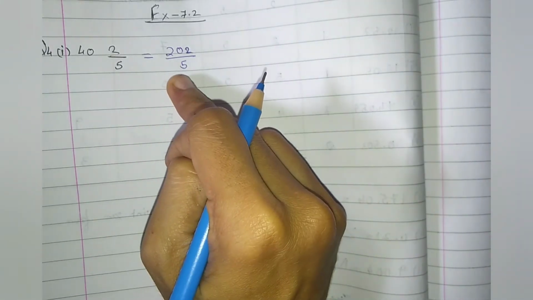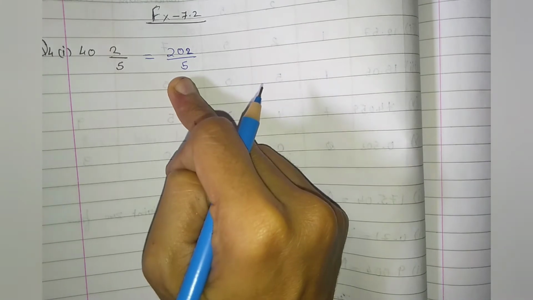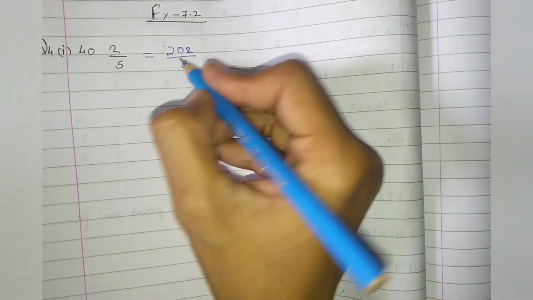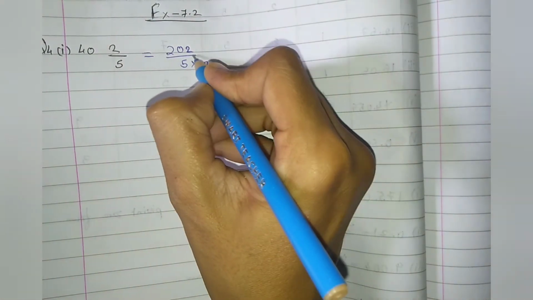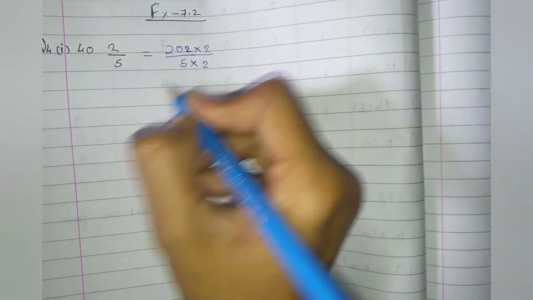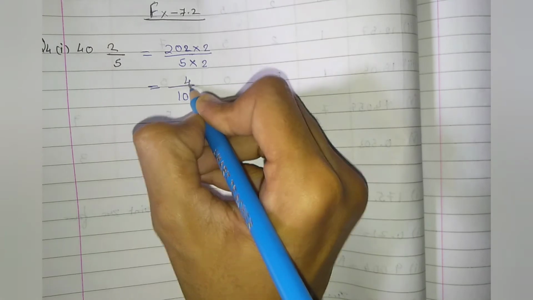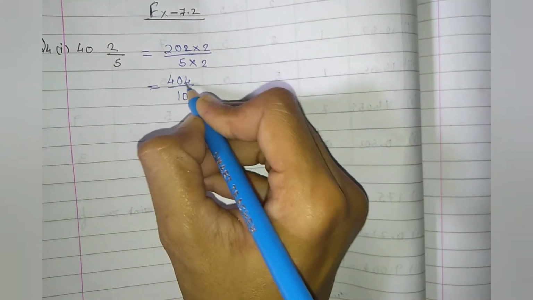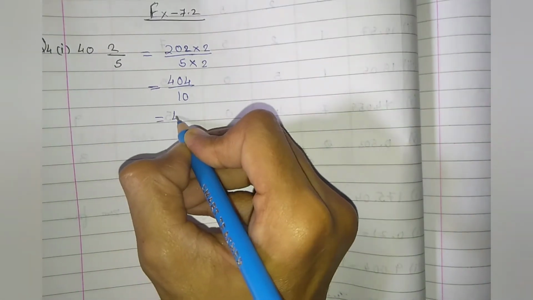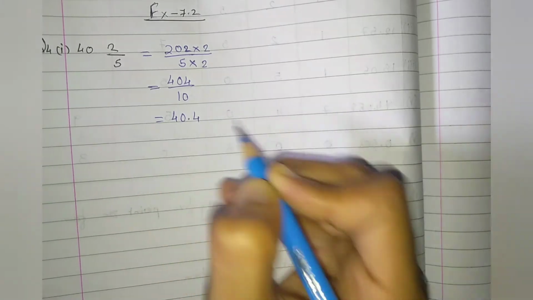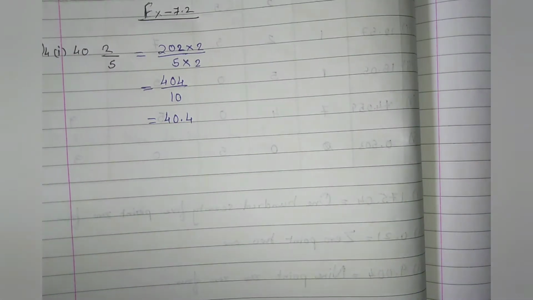Now this denominator we have to convert into 10. So 5 into 2, multiply here also by 2, so 5 2s are 10, 2 2s are 4, 0, 4, so 404 upon 10 equals 40.4. So 40.4 is the answer.